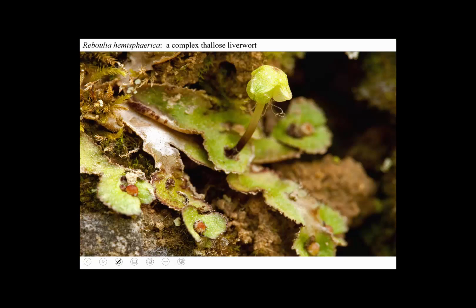Here's another complex thalloid liverwort that produces these gametangiophores, and in this particular one, the sperm are produced in these little pads, so they're not on elevated structures, but the eggs are produced in the undersurface of these umbrella-like structures, and that's where the sporangia develop.